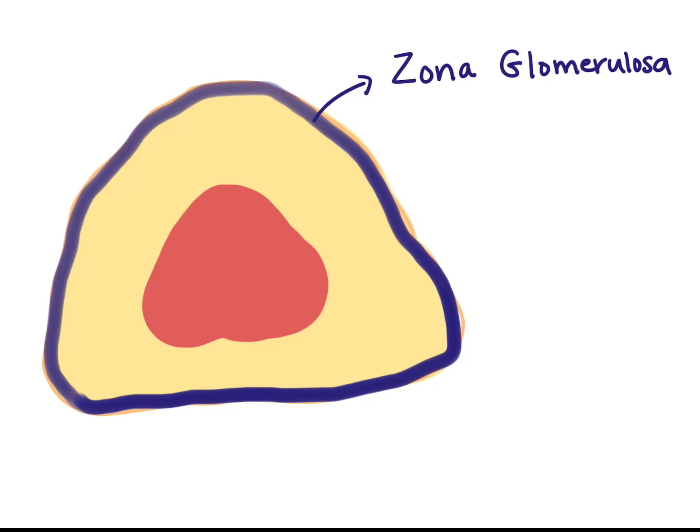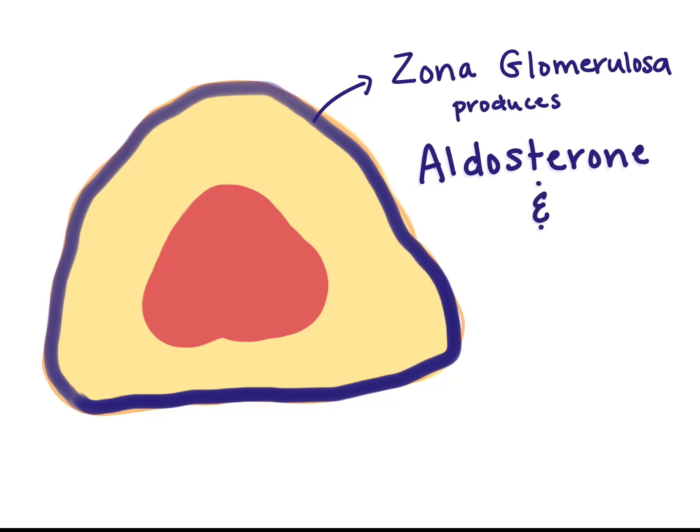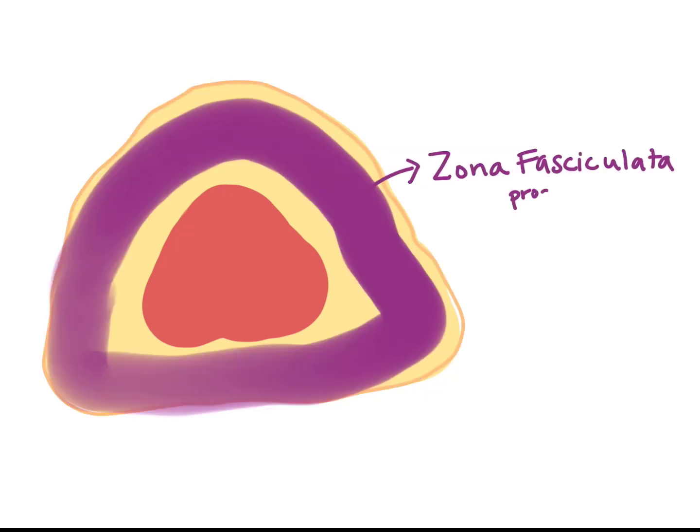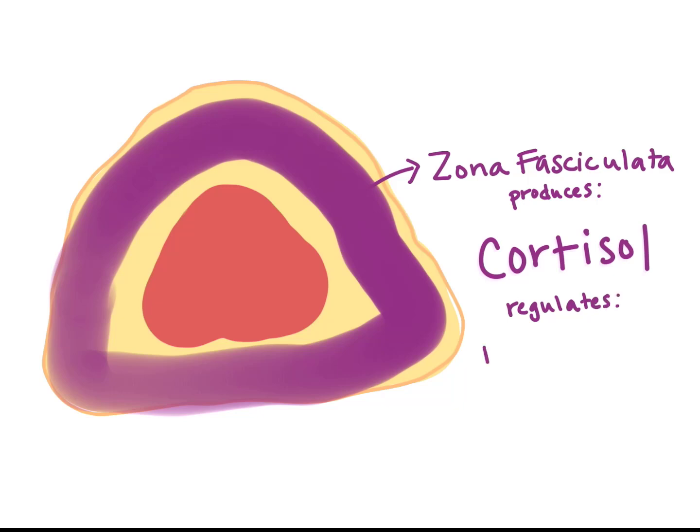Hormone production. Each zone of the cortex and the medulla are responsible for making a specific set of hormones, and each of these hormones has a very specific function. Let's work outer to inner and start with the zona glomerulosa. The zona glomerulosa is responsible for making two hormones called aldosterone and corticosterone. The main role of these hormones are to regulate salt and water in the body, thus having an effect on blood pressure. The next and largest zone is the zona fasciculata, and it produces cortisol.